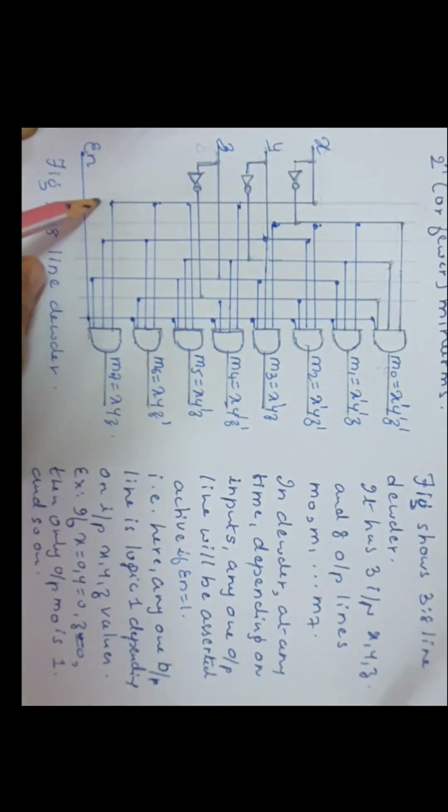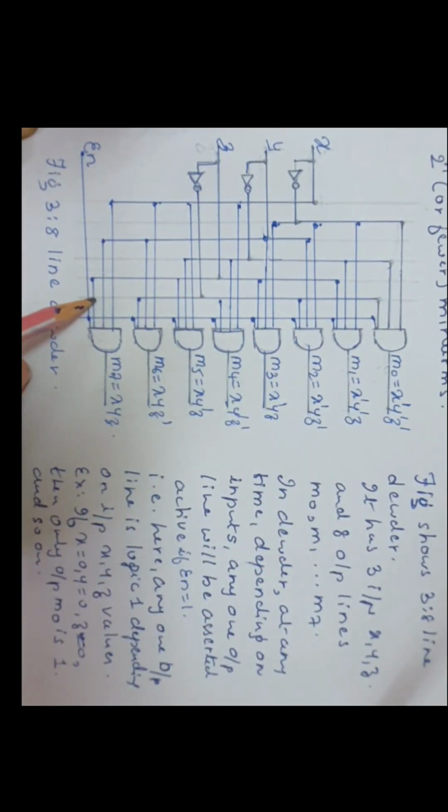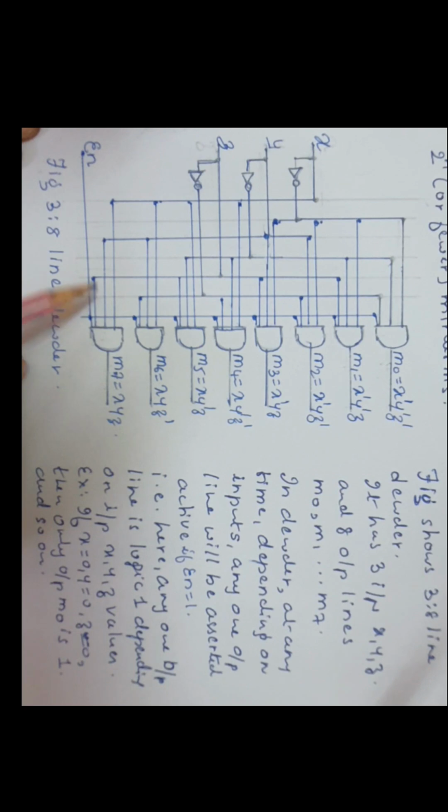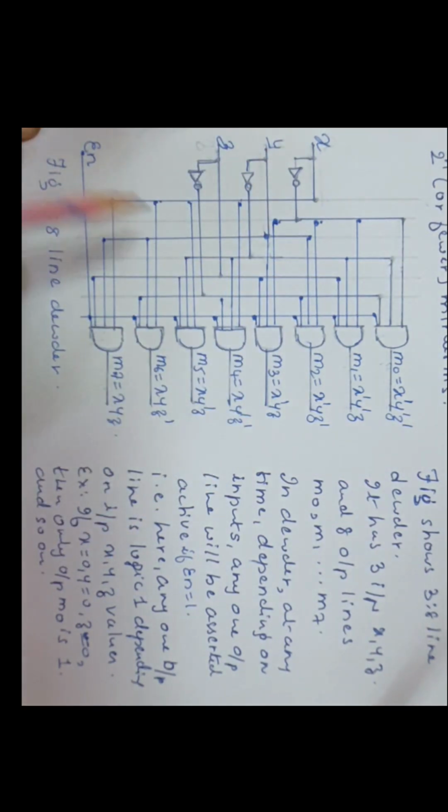So the first line is X, second line is X dash, third line is Y, fourth line is Y dash, fifth line is Z, sixth line is Z dash. This way both X, Y, Z and their complement lines are made available.